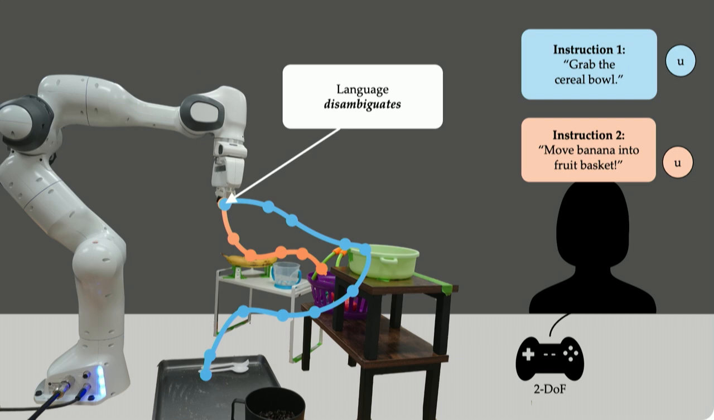So ideally, what I'd like to do is have my low degree freedom action space, but also be able to provide instructions like grab the cereal bowl or move the banana to the fruit basket. And depending on which one of these two language instructions, or any language instruction that I'm providing here, I would like to be able to disambiguate between different latent actions that could be incorporated in this particular state. So how could we do that? How can we incorporate language to make this more interactive?